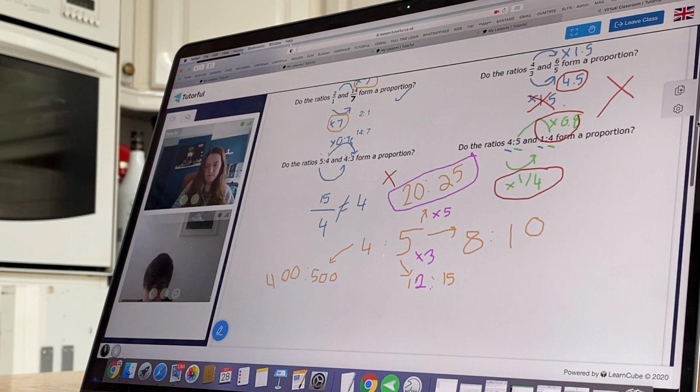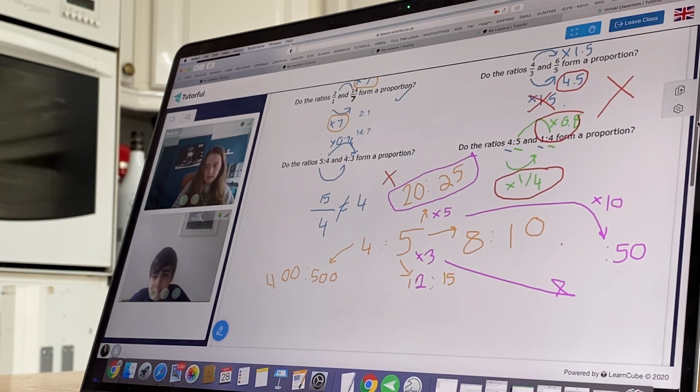Can you give us another one? 50 and 55. So what do we times this by to get the 50? By 10. Not 60, we've got a 4 here. It needs to be the same, so we times both sides by 10. 4 times 10 is 40, and 5 times 10 is 50.